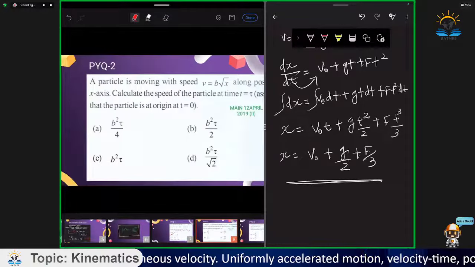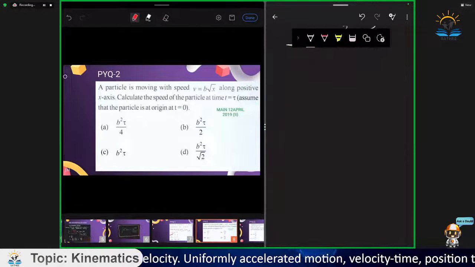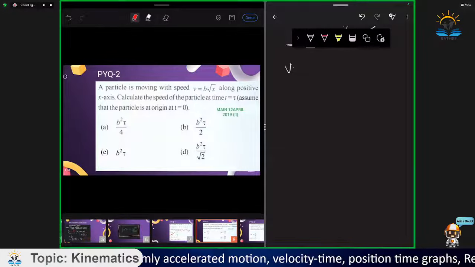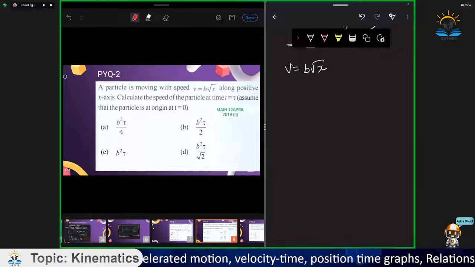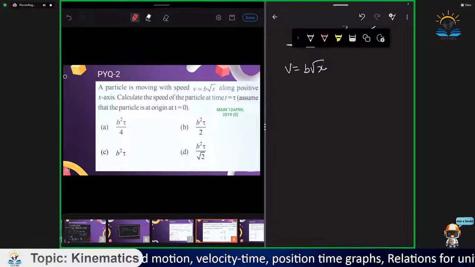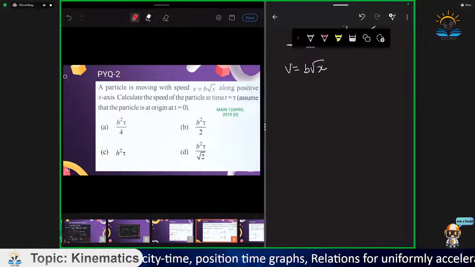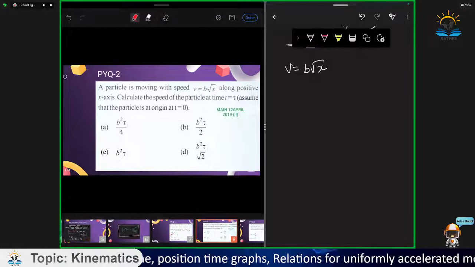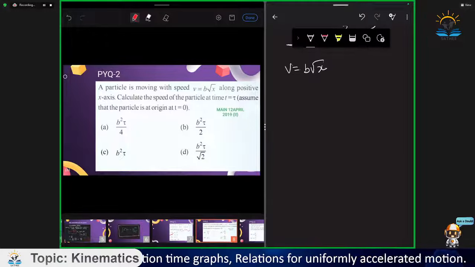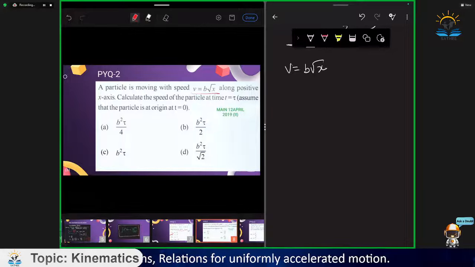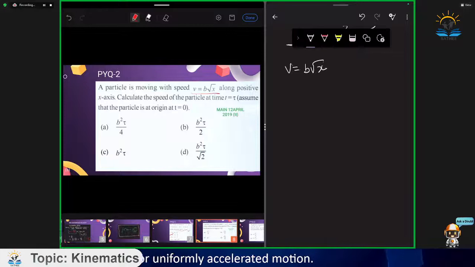Next question. A particle is moving with a speed v equal to b root x along the positive x-axis. Calculate the speed of the particle at time t equal to tau. Assume that the particle is at the origin at time t equal to 0. So we are given velocity equal to b root x, and we have to find the speed of the particle at time t equal to tau.